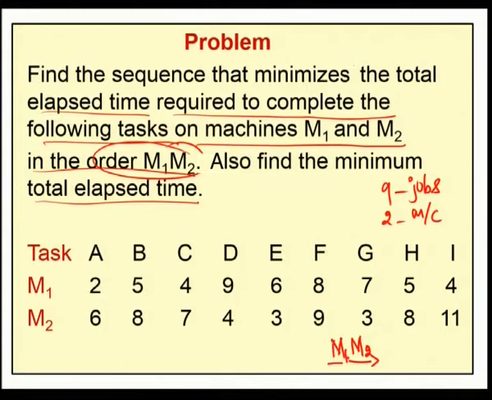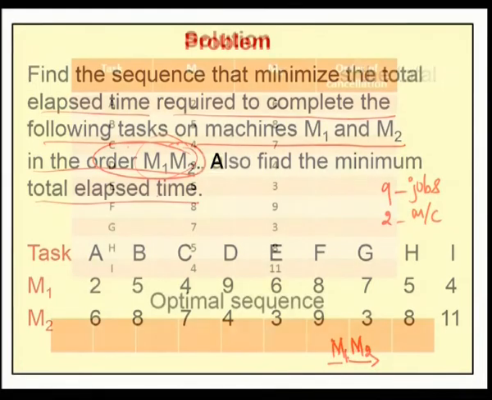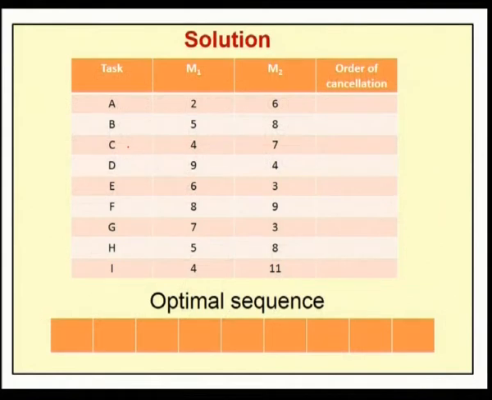So, 9 jobs are given and 2 machines are given. Processing time for each machine for each job is given and the processing order is given. From this, we have to find the minimum total elapsed time. Now, we tabulate the processing time of each machine corresponding to each job here. We have to choose the minimum of mi1 and mi2.